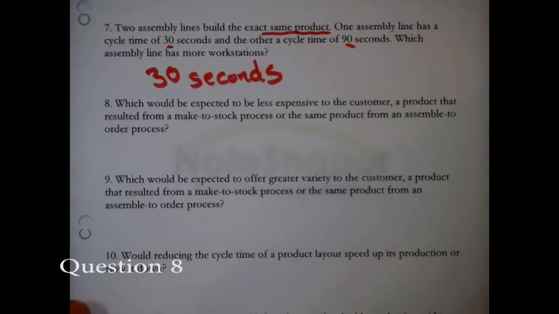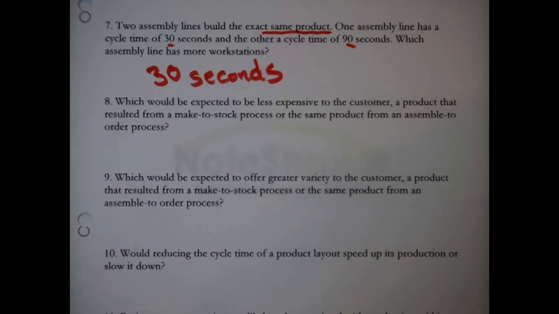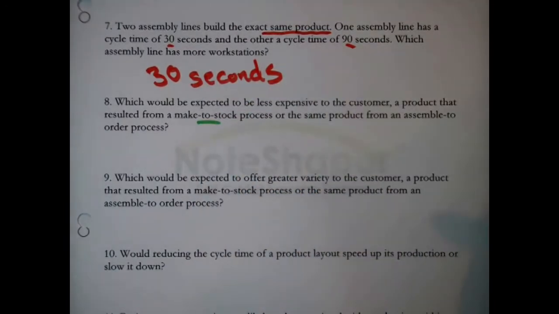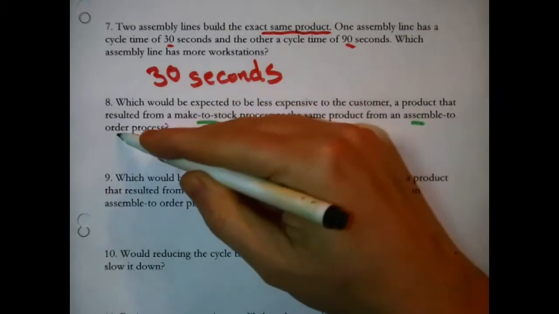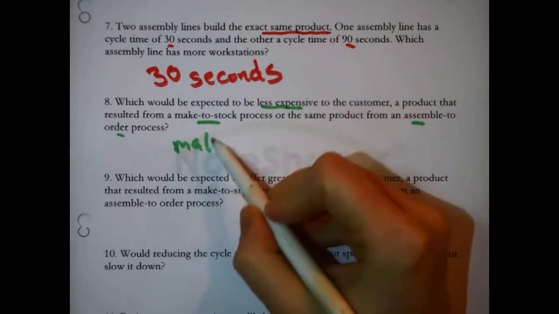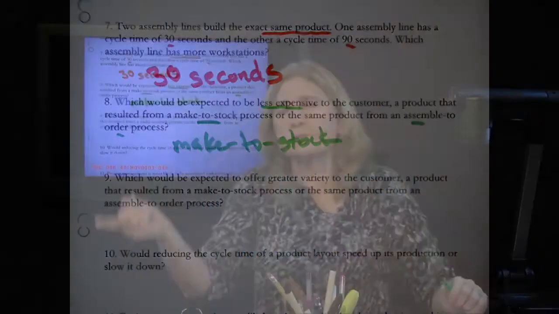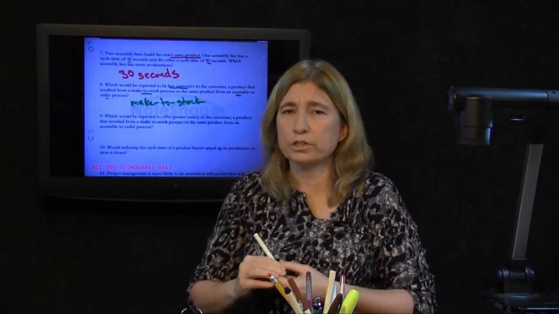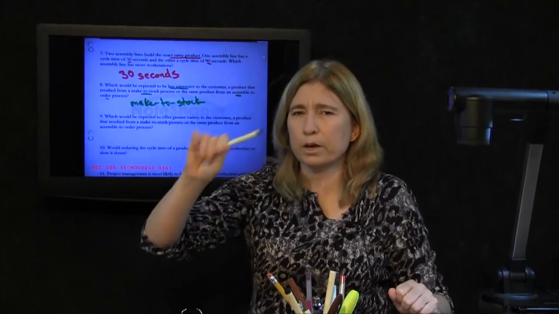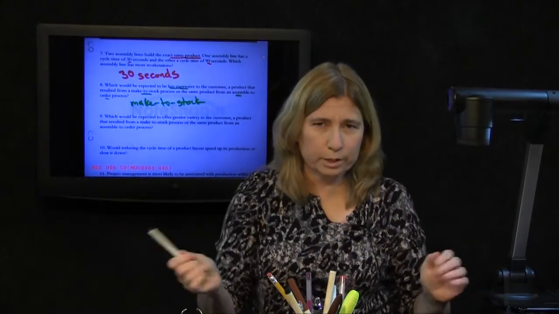Which would be expected to be less expensive to the customer? A product that resulted from make to stock, or the same product from assemble to order? Now, what was it? Less expensive? Less expensive would be make to stock. Because what has been proposed here is two different operation strategies, make to stock versus assemble to order, and we would expect the make to stock to be less expensive. It's a virtue of make to stock.